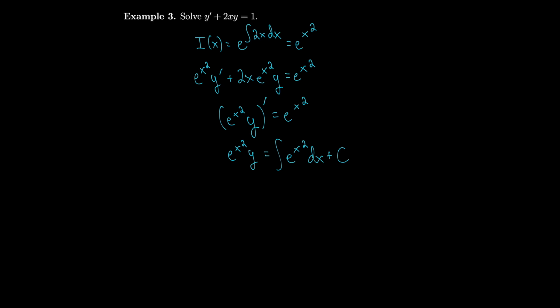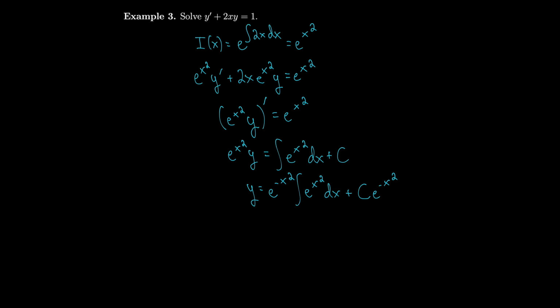So that means that we can divide and get that y is equal to e to the minus x squared, which is the same thing as 1 over e to the x squared, times the integral of e to the x squared dx, plus some constant times e to the minus x squared, which is the same thing as c over e to the x squared.